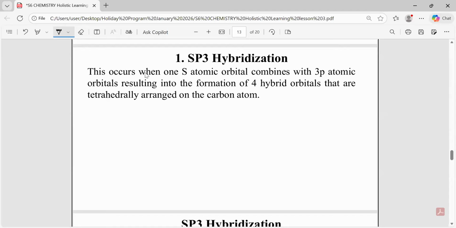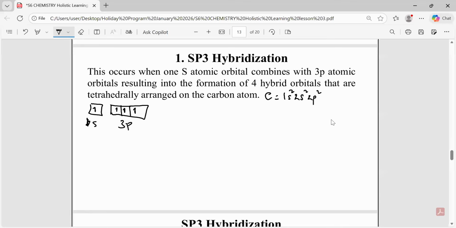As you can see on the screen, they are saying that it occurs when one s atomic orbital combines with a 3p atomic orbital, resulting in the formation of 4 hybrid orbitals that are tetrahedrally arranged on a carbon atom. So we know the electronic configuration of carbon, which is 1s2, 2s2, and 2p2. And the previous speaker talked about excitation of this carbon atom, whereby the electron is excited to move into the other orbital.